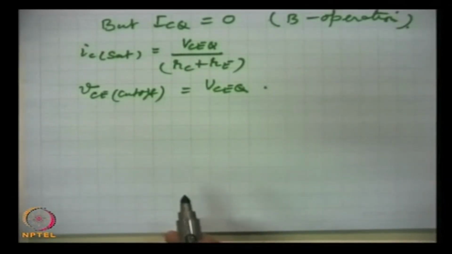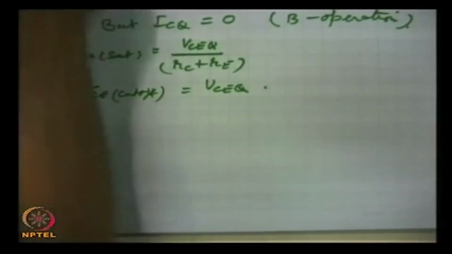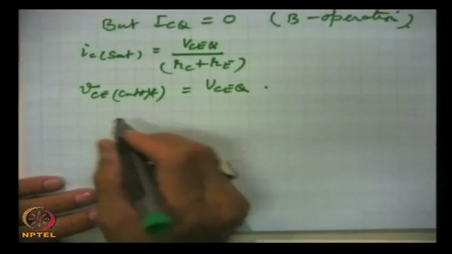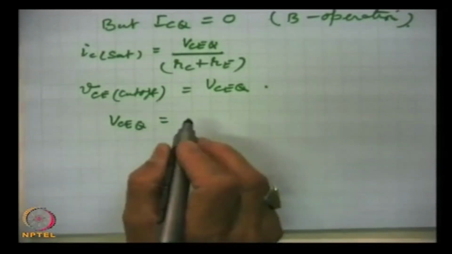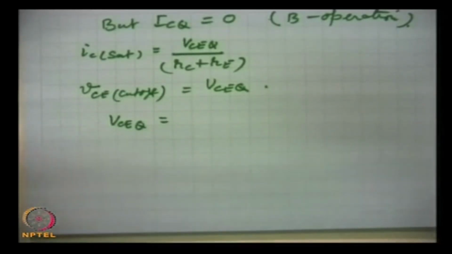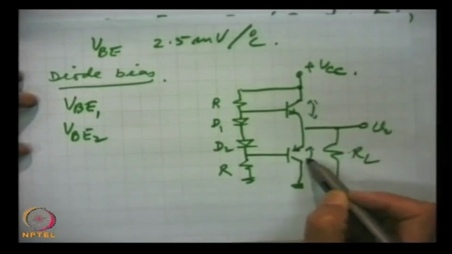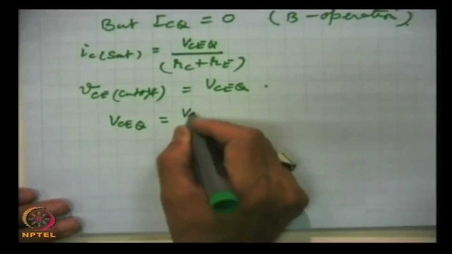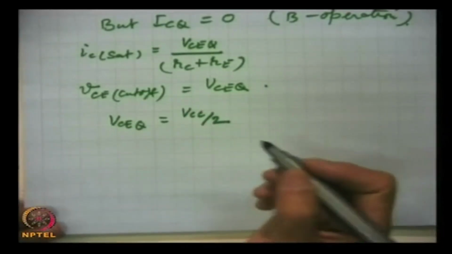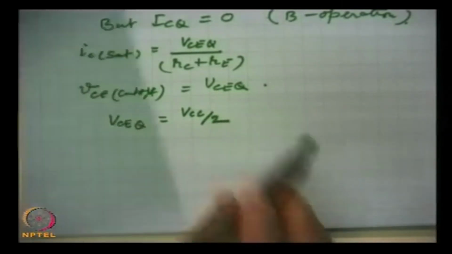So, these two equations will help us in arriving at the maximum AC output power. Further, as earlier we have shown, VCEQ is equal to VCC by 2, because the total voltage VCC which we are applying, half appears here and half appears here. This is when we use a single voltage source.